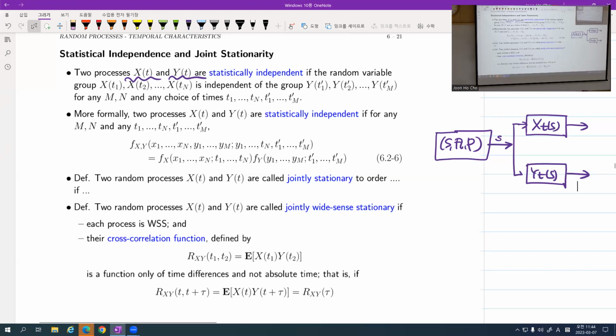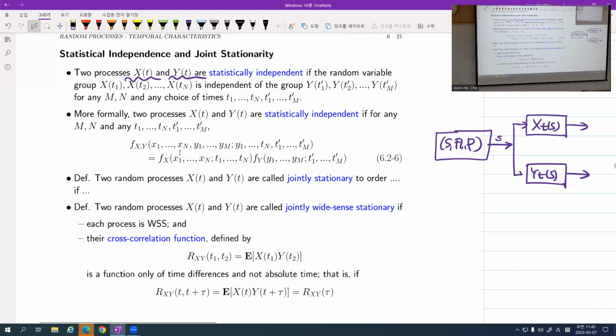Joint stationarity. By the way, how can we extend this to three random processes being independent? Very simple. Here is X, here is Y, here is Z, right? You take L of them at any time instance, M of them at any time instance, and N of them at any time instance, and you put them into a length L vector, a length M vector, and a length N vector, and these three vectors are independent for any L tuple of time instances, M tuple of time instances, and N tuple of time instances. And you extend that, so whatever finite number of random variables you have, you can define their independence. Got it?